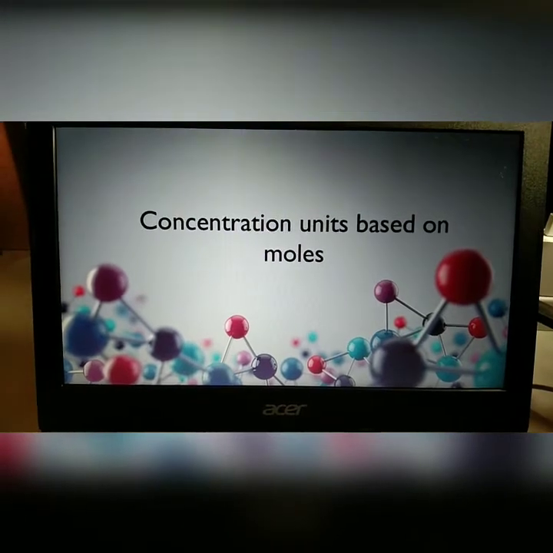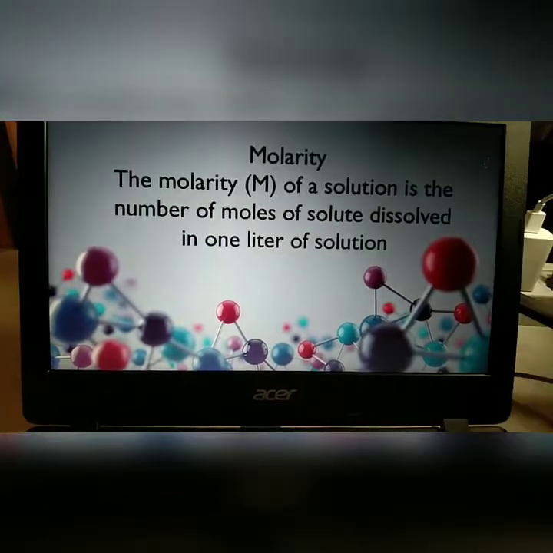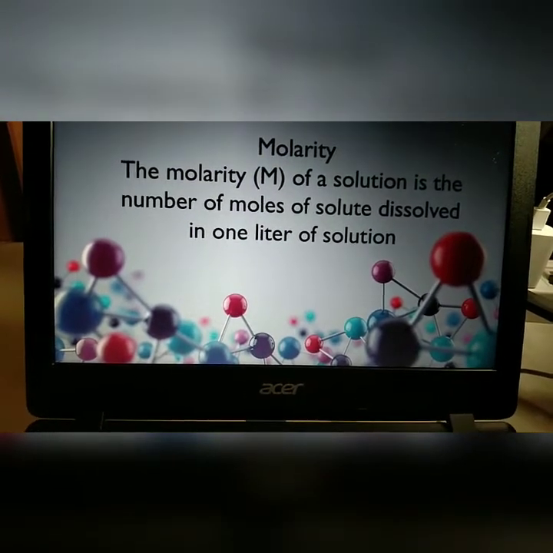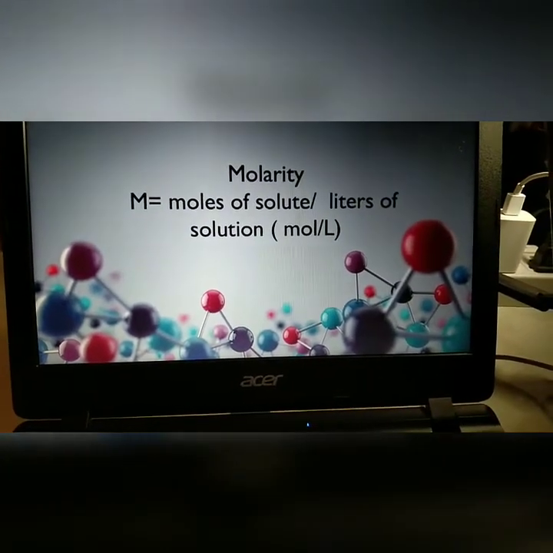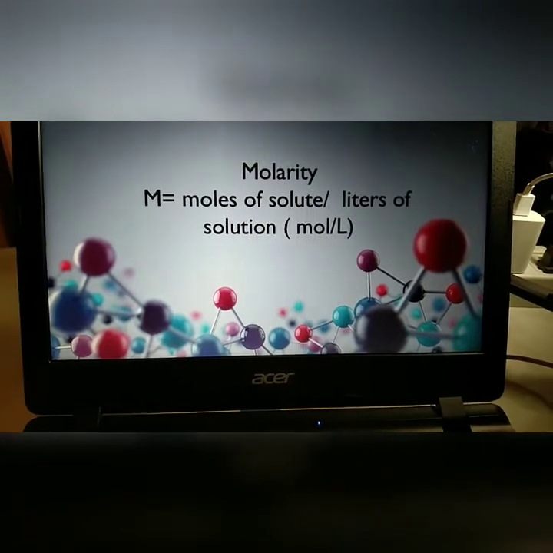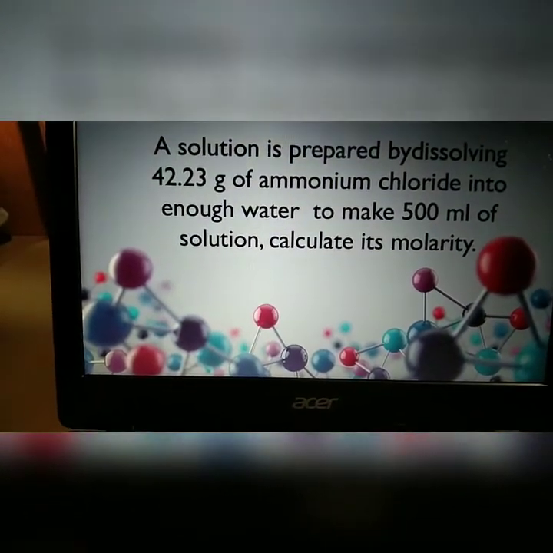The following can also be used in the computation of concentration based on moles. Molarity of a solution is the number of moles of solute dissolved in 1 liter of solution. Molarity can be computed as moles of solute over liters of solution. Here is a sample problem to show how molarity is computed.